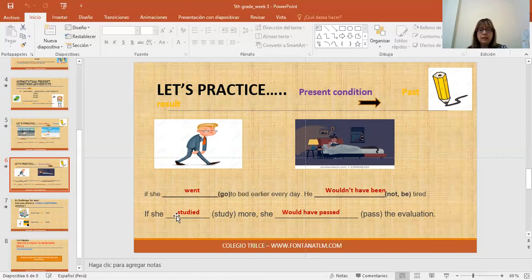Okay, let's continue. If she studied more, she would have passed the evaluation. Did she get a good result on her exam? Definitely, she didn't. She failed the exam. Why did she fail the exam? She failed the exam because she didn't study. That was the problem. Okay, this is the present condition, don't forget it, the present condition with a past result.